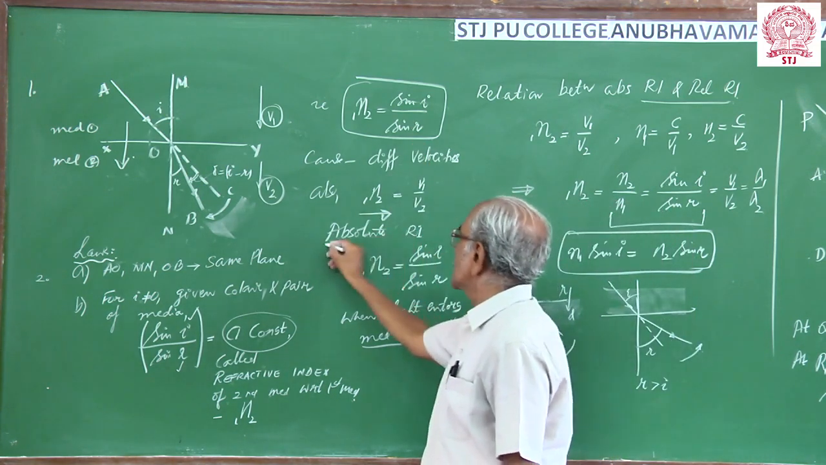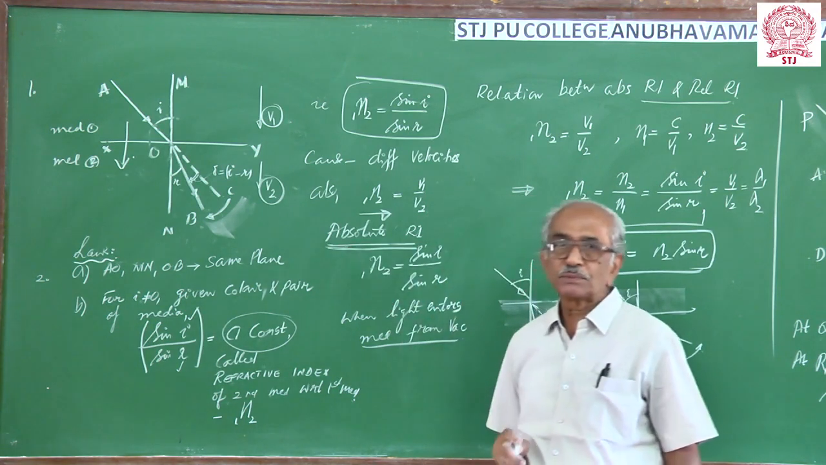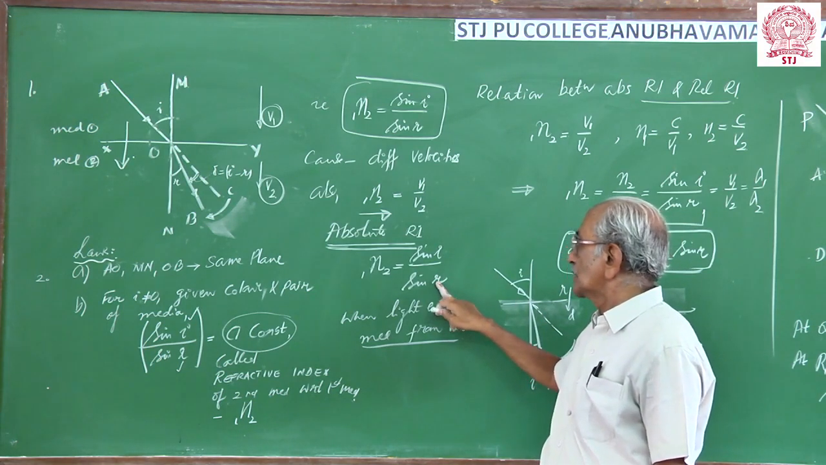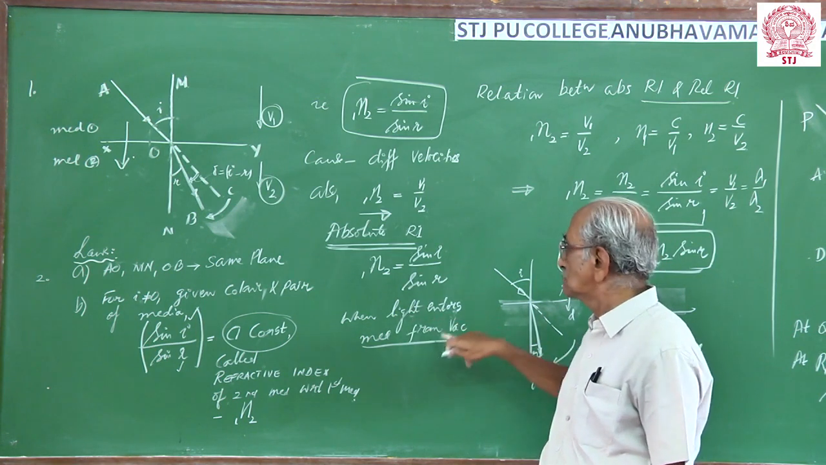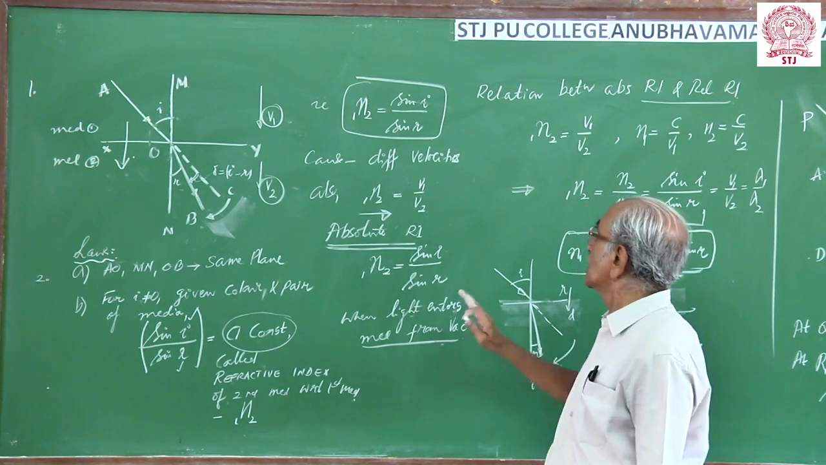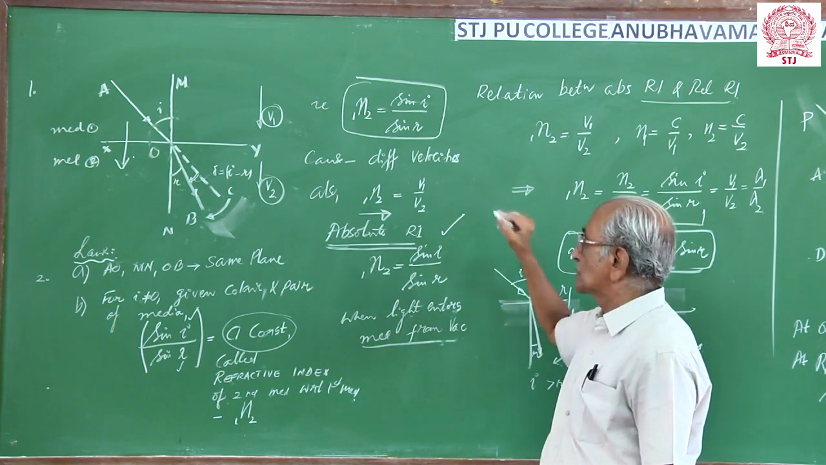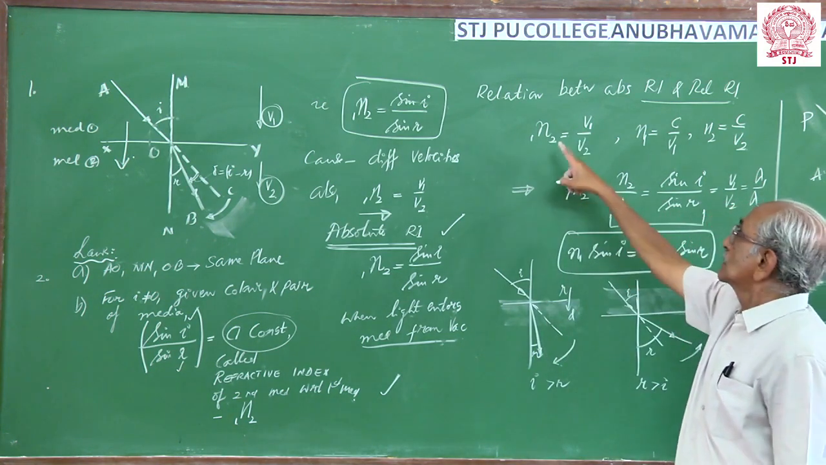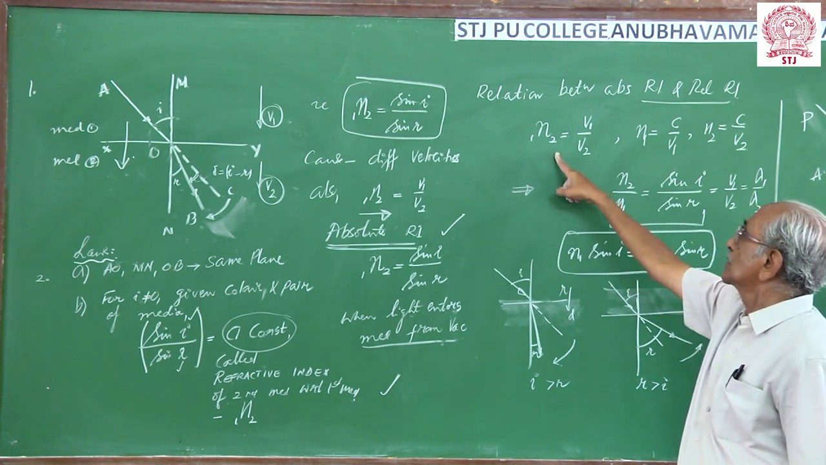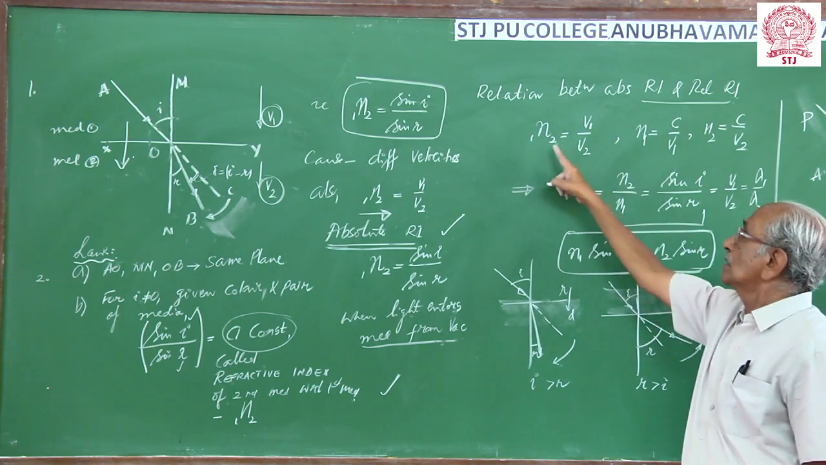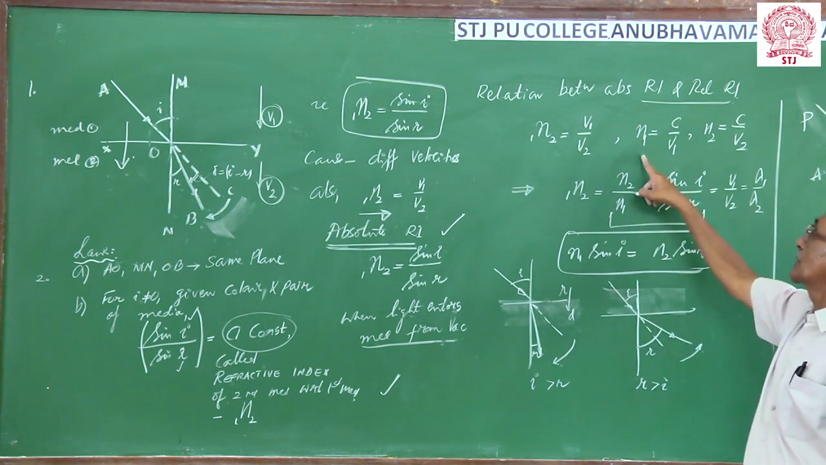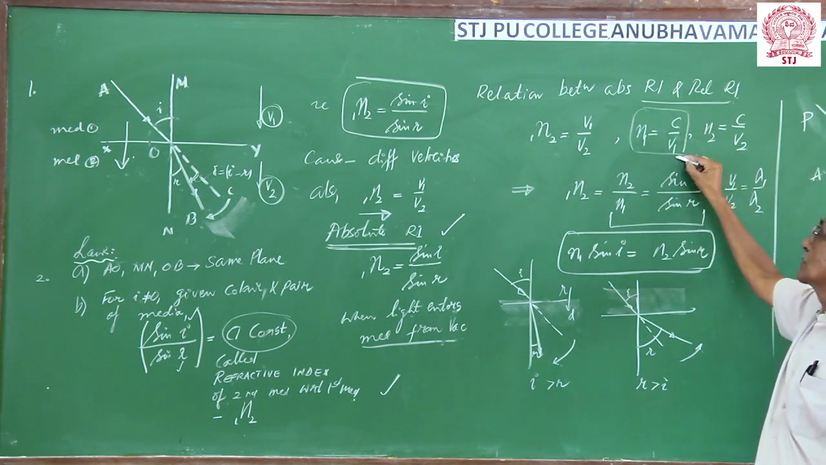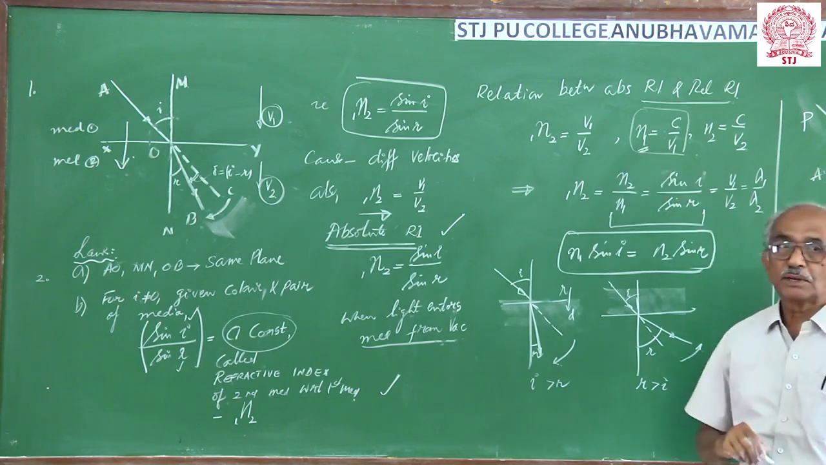Now, as we have relative refractive index, we have absolute refractive index. The ratio sin i to sin r is called absolute refractive index when light enters the given medium from vacuum, free space, or air. So we can obtain the relationship between absolute refractive index and relative refractive index. Now consider the definition of relative refractive index: v1 to v2, n of 2 with respect to 1. Absolute refractive index is the ratio of the velocity of light in free space to the velocity of light in the first medium.